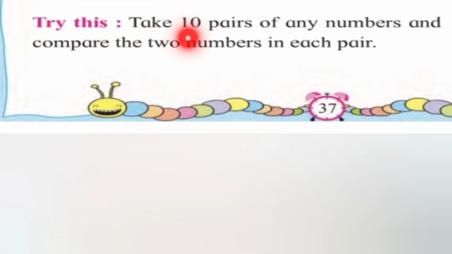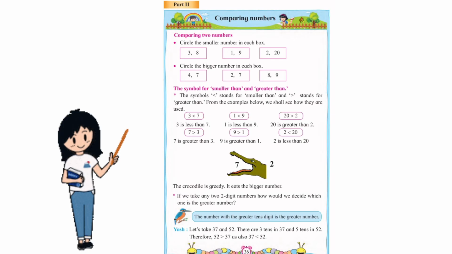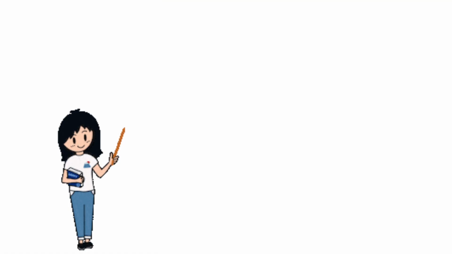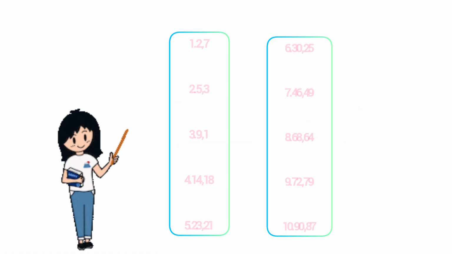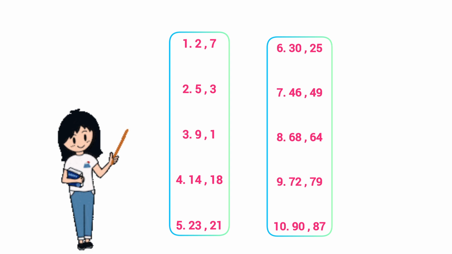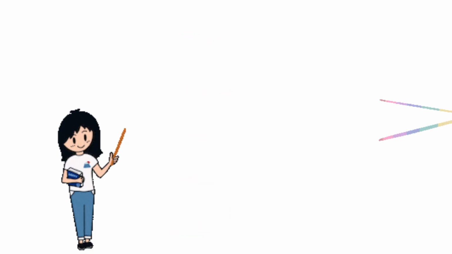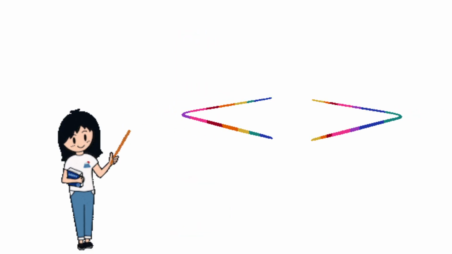Try this. Take 10 pairs of any numbers and compare the two numbers in each pair. So today in this lesson we learned how to compare numbers using signs. So my dear children, take any 10 pairs of numbers. You can choose 1 digit or 2 digit numbers. Compare each pair and put the correct sign, greater than or less than. Practice this in your maths notebook.